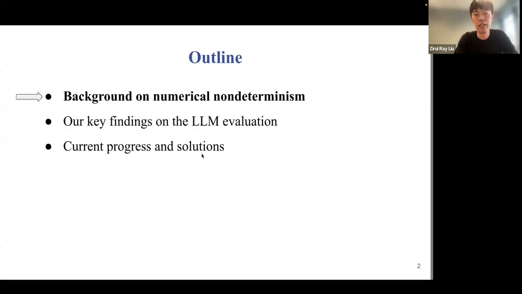Okay, so this is today's talk outline. I will first talk about some background regarding numerical non-determinisms, why they happen, and why in practice they are something that we cannot avoid. Later on, I will talk about our key finding regarding the impact of non-determinisms on the evaluation of large language model results. And finally, I will talk about some of the current progress and solutions to these problems.